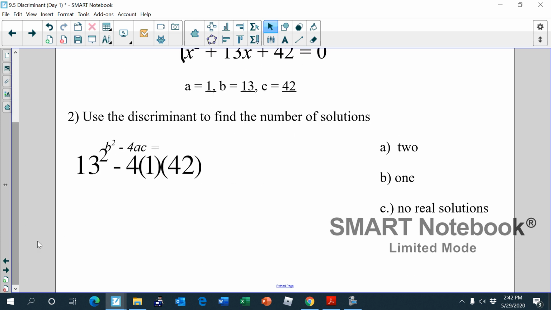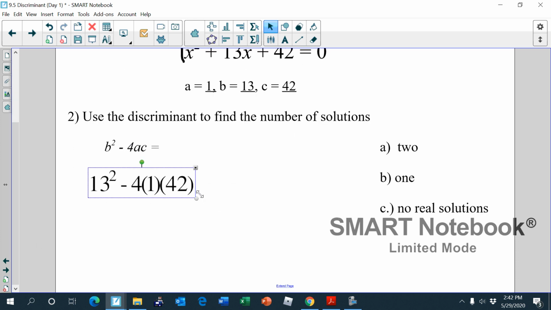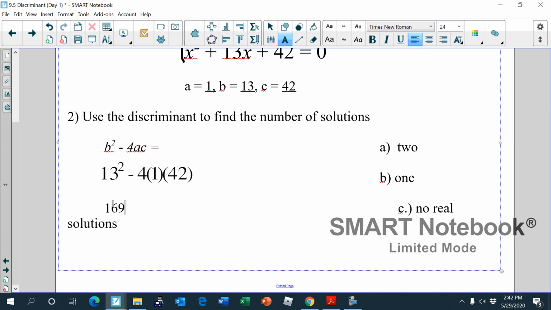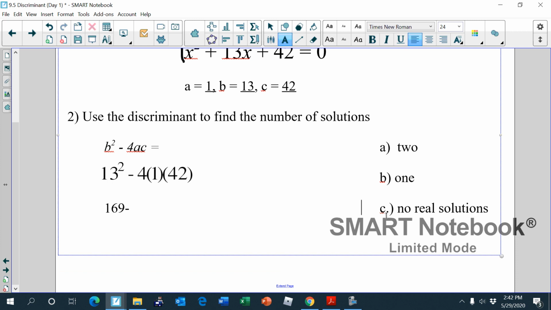Okay, so now let's evaluate just like we did in the do now. Make sure you do it in the proper order. So 13 squared, let's jot that down. We know 13 squared is 169, minus, and then let's do 4 times 1 times 42. When you do 4 times 1 times 42, you get 168. Notice I'm not even putting my square root around it because I don't need it right now. You will for the quadratic formula, but for right now, you don't. And then 169 minus 168 is 1.